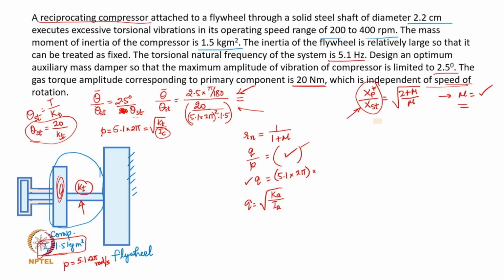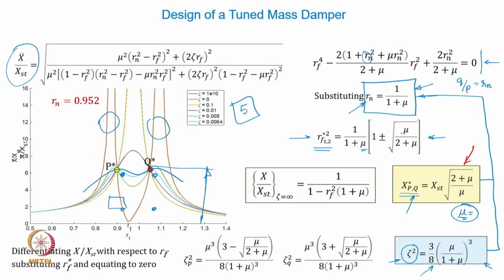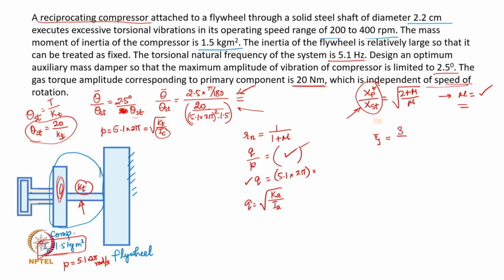Now what? Zeta. What about zeta? What value of zeta will you choose? We also know that the optimum value of zeta is how much? 3 by 8, isn't it? That's the expression we have. Okay, so mu is known, so zeta optimum will be known.